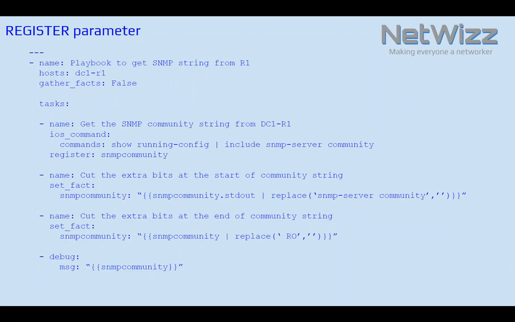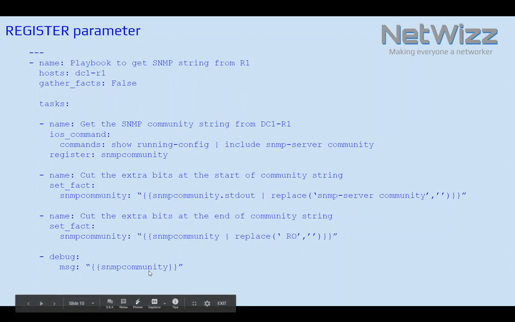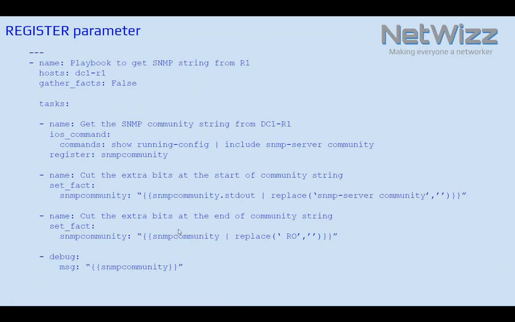So in our case, we've got a line of configuration which has snmp-server community, and we also got the keyword RO, which stands for read-only, after the actual community name. And using a couple of tasks with the set_fact module, we can filter them out. So we take the input, our snmp_community.stdout key, and we parse it through a replace construct, which just replaces some part of a string with another part. And in our case, in the first task, we are replacing snmp-server community with nothing. So we're just deleting it. And in the second task, we are replacing the RO bit with nothing. And in the end, we just get the actual community name without any other output.